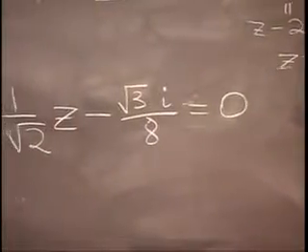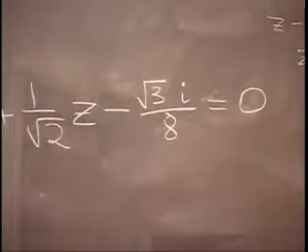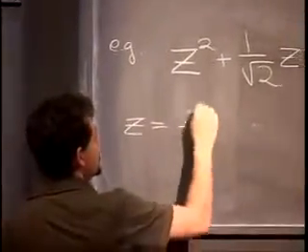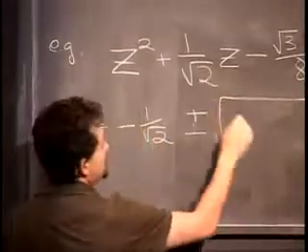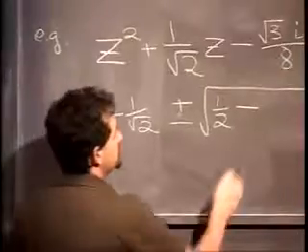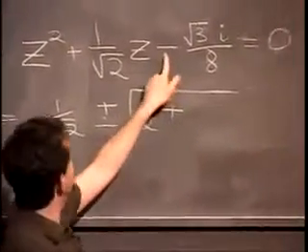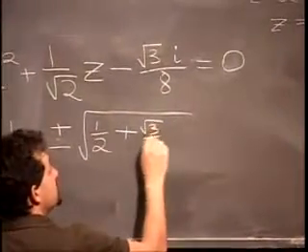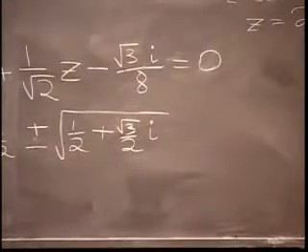Okay, solve that. Well, it is a quadratic equation, so we can use the quadratic formula. Let's see what happens. z equals minus b plus or minus the square root of b squared, which is a half, minus 4ac. Well, it's going to be plus 4 times root 3 over 8, which is root 3 over 2, but there's also an i there. That doesn't get squared, it's just 4ac. And it's all that over 2.